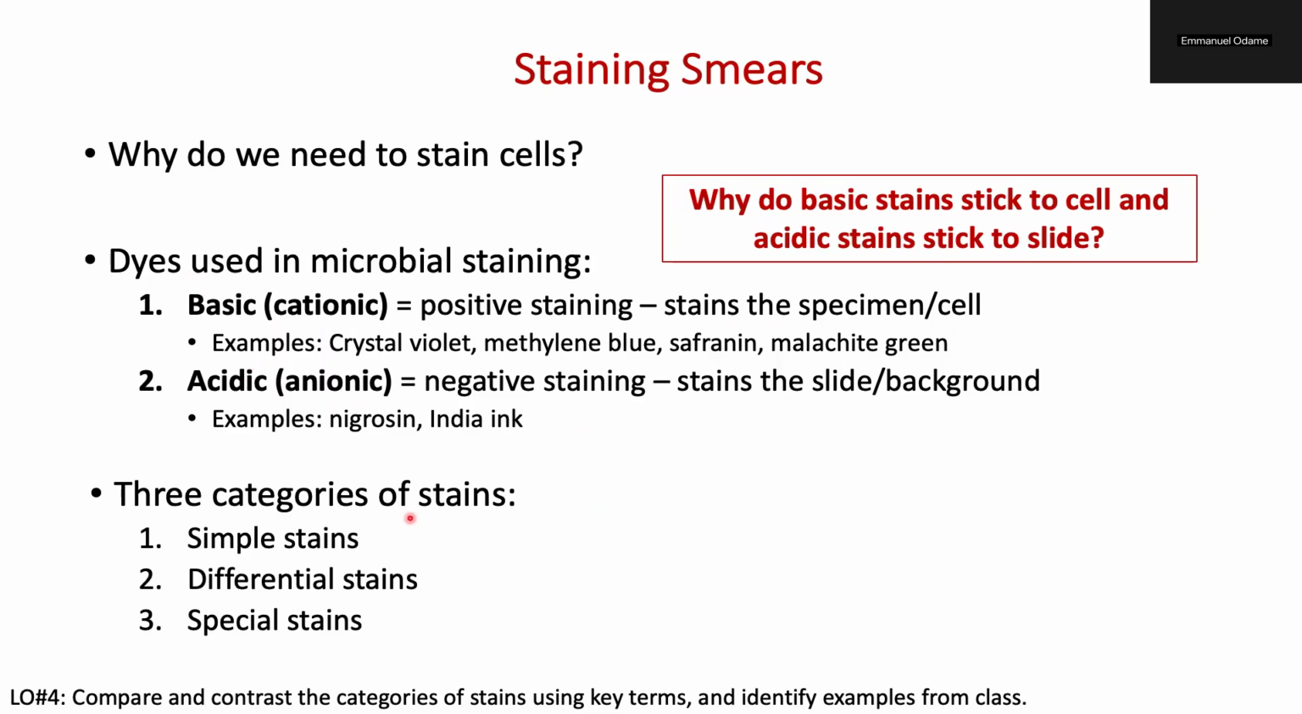So there are three categories of stains. We have the simple stain, differential stain, and then the special stains. Should we come to the lab, you will be able to see all of these things in person on the microscope. So don't feel bored that I'm describing a lot of things and you just don't get to see it. You'll get to see it in lab in person.